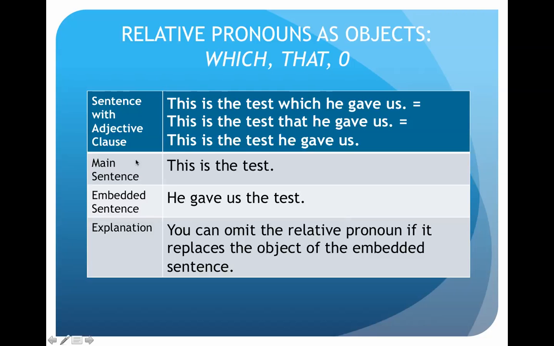And this is my main sentence. I'm embedding this sentence into that one. And here again, the rule is I'm omitting the relative pronoun if it replaces the object of the embedded sentence. That's why I don't have to use the relative pronoun at all if I don't want to.